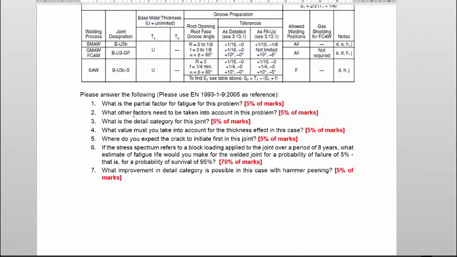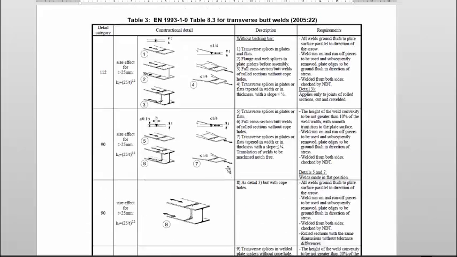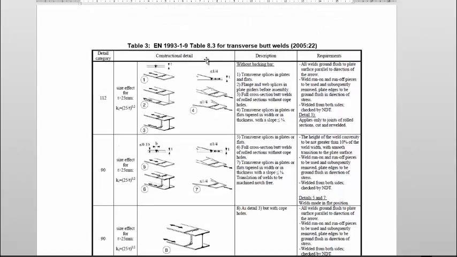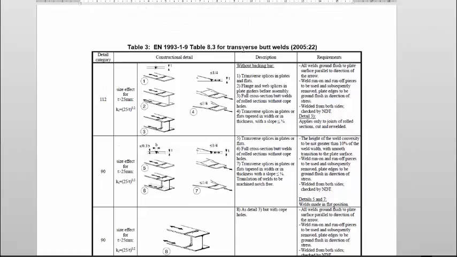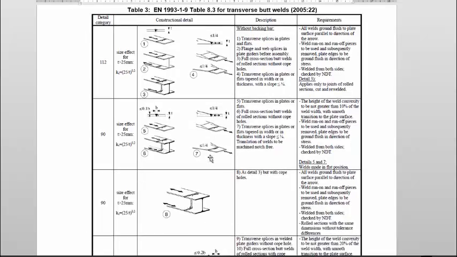The other factor that we need to take into consideration, if we look at the specimen here, we can see that the detailed category that we're talking about is probably this one here, because it's full cross-section butt welds. Let's see about the grinding that we have here, the height of the convexity. Okay, we have run-on and run-off pieces, welded from both sides, but note the difference between these two.